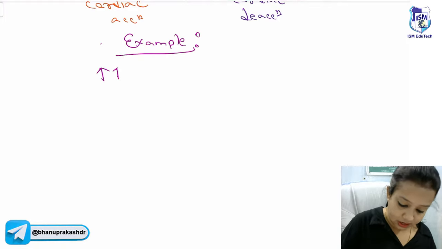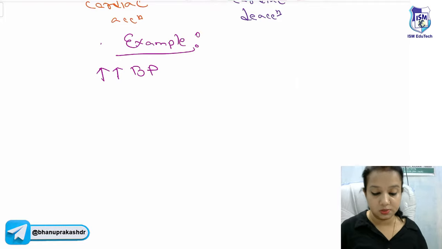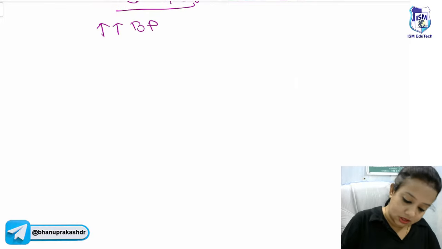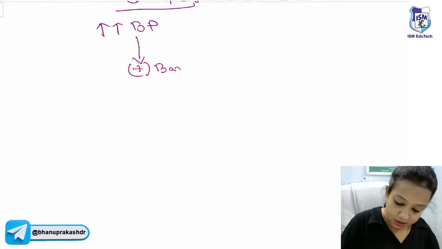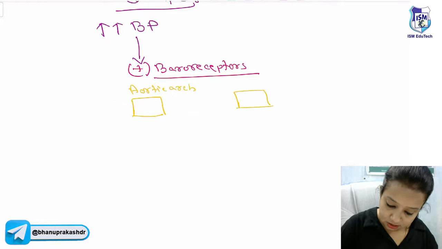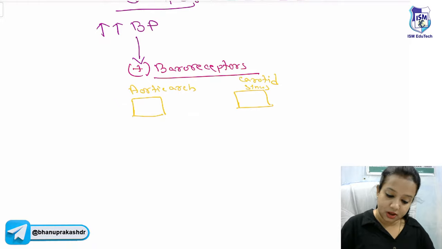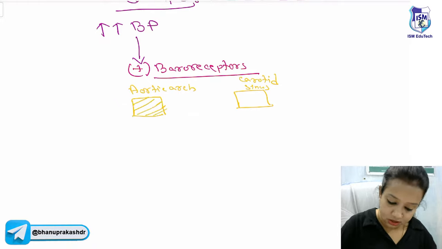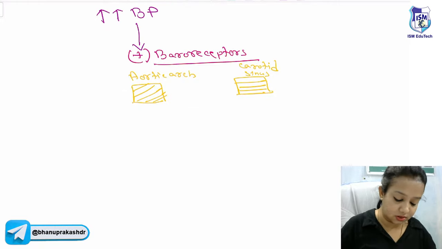Say, for example, there has been an increase in the blood pressure. Now, what will this increase do? It will directly stimulate the baroreceptors. We know what the baroreceptors are: they are the aortic arch and the carotid sinus, right? These baroreceptors are these two things, the aortic arch and the carotid sinus. Just for our understanding's sake, we are drawing it that way.